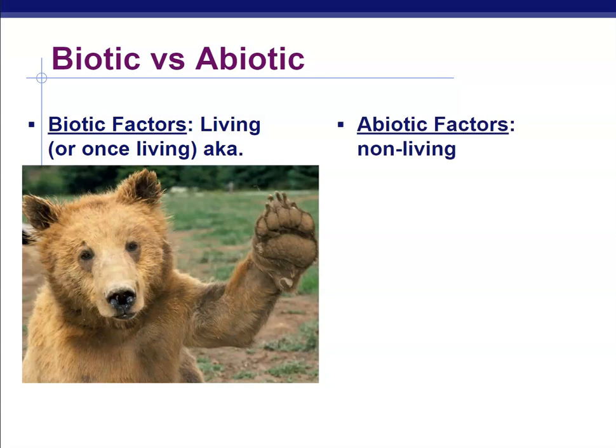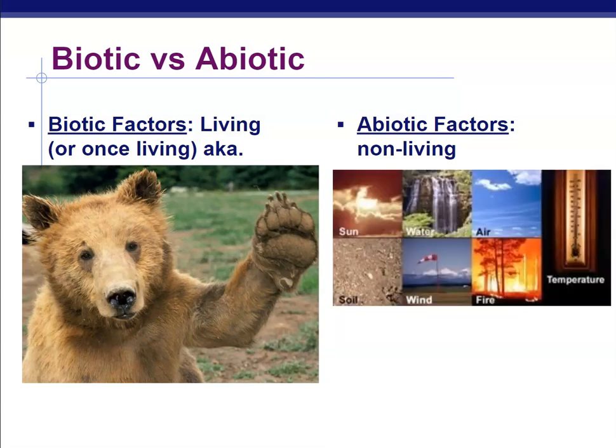Abiotic factors are non-living factors. Now these still influence what kind of ecosystem you're going to have and can have a huge impact. However, they're not alive. So this is going to be light, water, wind, fire, temperature, how much precipitation or rainfall you get in a certain area. And this can be really important in determining the type of living factors that can exist somewhere.